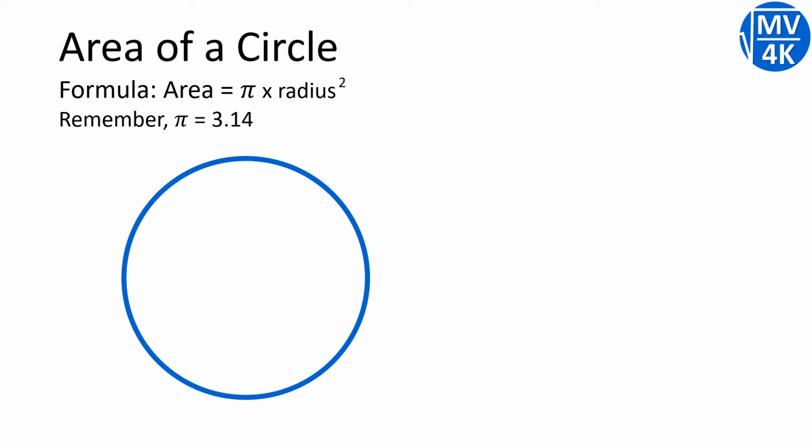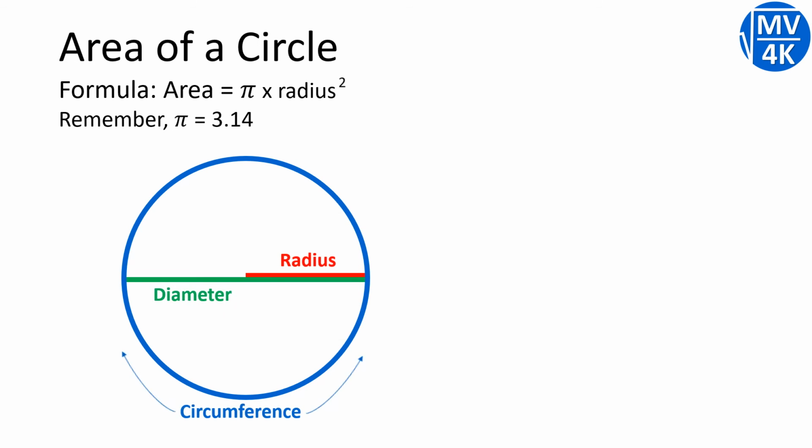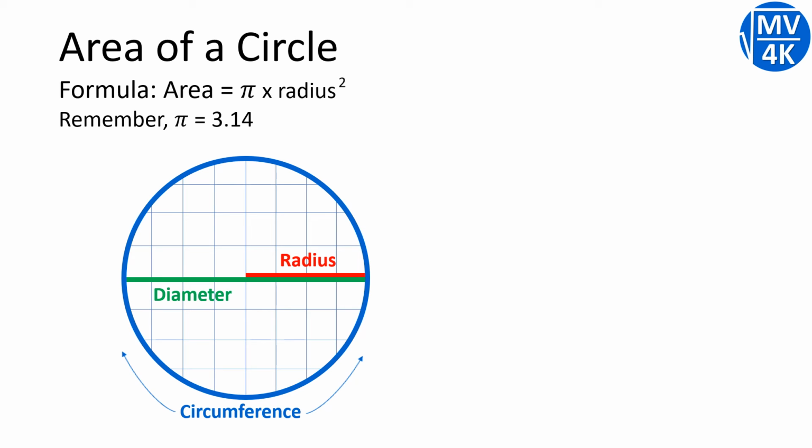Finally, how can we find the area of a circle? Before we find the area, we need to review some key vocabulary terms related to circles. First, we need to know the radius is the distance from the center of the circle to the outside edge of the circle. Sometimes we say the radius is the distance halfway across the center. The diameter is the distance all the way across the center of a circle. So from one end of the circle to the other.